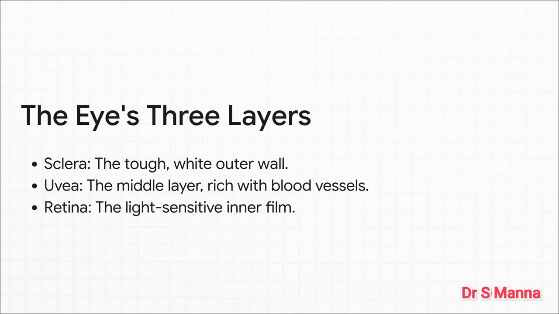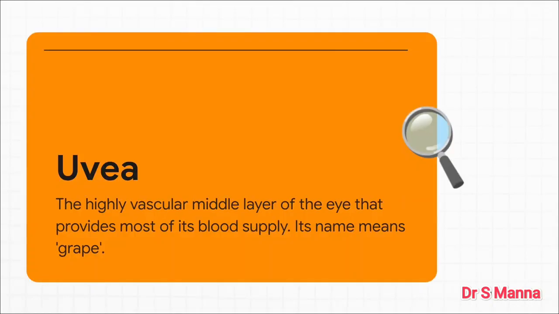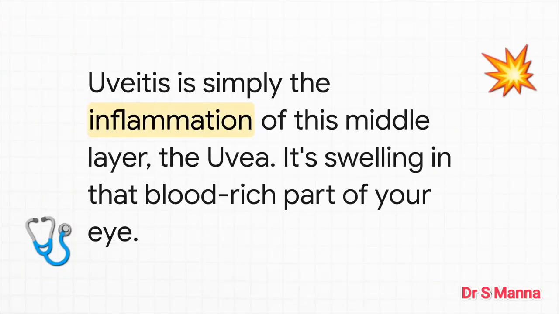But sandwiched right between those 2 layers is the one we really need to talk about today, the uvea. It's kind of a strange name, right? Uvea actually comes from the Latin word for grape, apparently because its structure kind of resembles one. But what it does is absolutely crucial. It is packed with blood vessels, and it's responsible for most of the blood supply to the eye. So when you put it all together, the name makes perfect sense. Uveitis just means inflammation, that's what the itis part always means, of the uvea. That's all it is, swelling in that blood-rich middle layer of your eye.